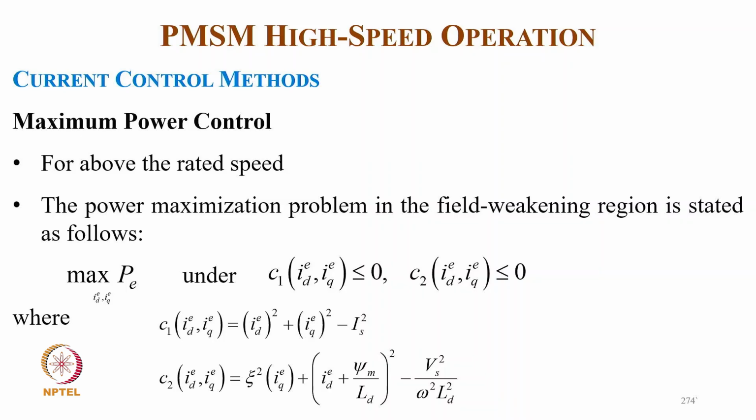So C1(ID, IQ) equals ID square plus IQ square minus IS square, and C2(ID, IQ) equals eta square IQ square plus (ID plus phi m upon LD) square minus VSC square upon omega square LD square.